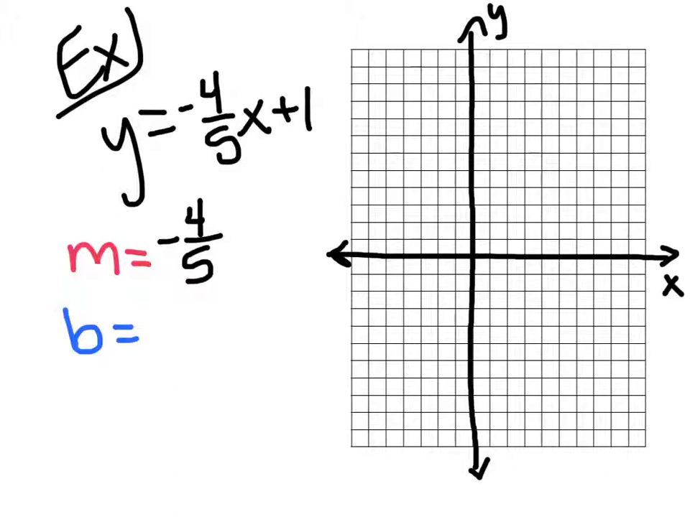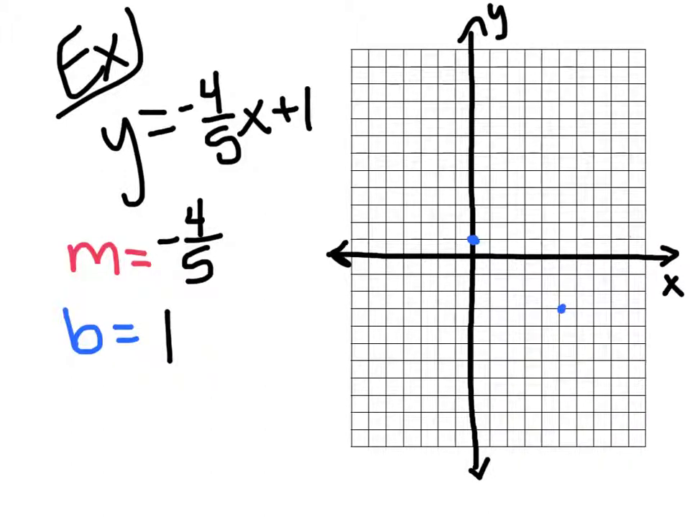Then my b value is 1. So graphing this line, I'm going to start by putting my b value on there, my y-intercept. So I am going to start at the origin and go up 1 square. If it were a negative number, I would go down. Now that I have that 1 point, I'm going to graph my slope. So I'm going to go down 4, 1, 2, 3, 4, then over 5. That gives me a point right here.